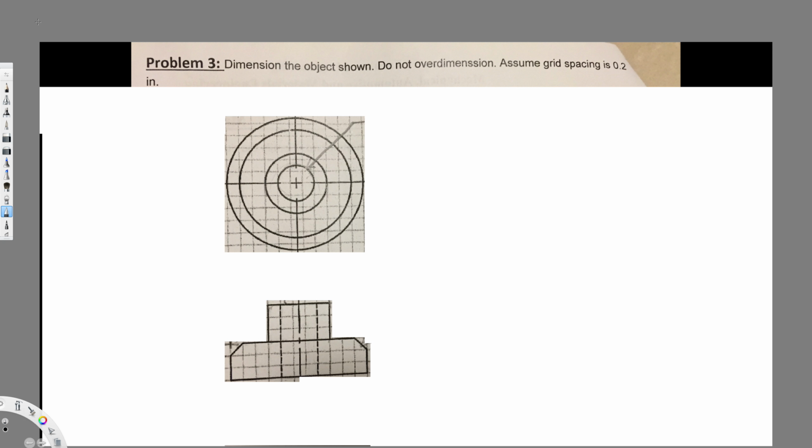What's going on, guys? We have this question right here. It's asking to dimension the object shown and not to over dimension. Assume grid spacing is 0.2 inch.